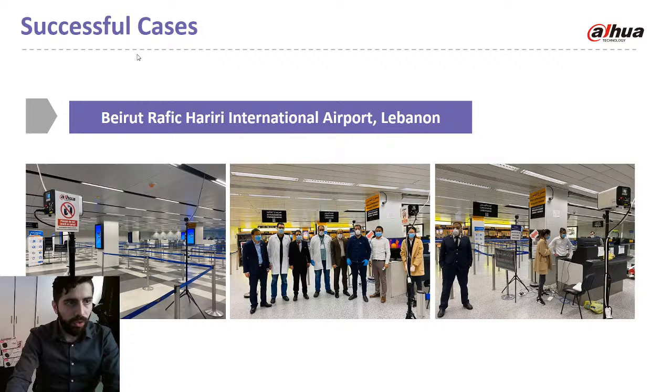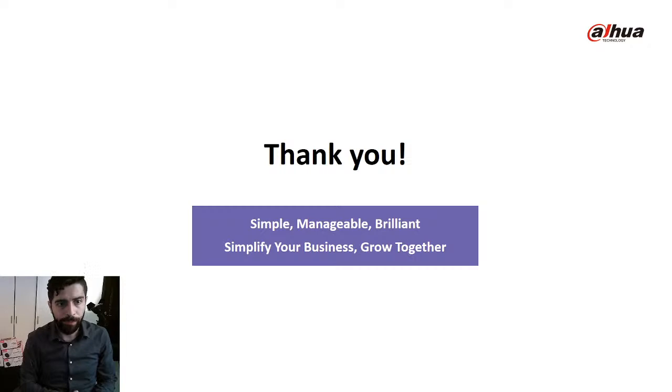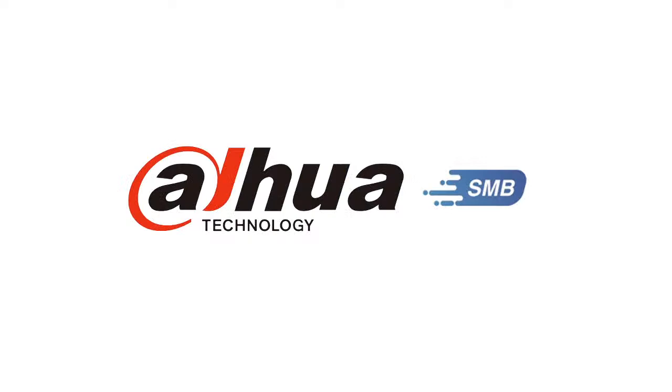So these are the successful cases in Beirut, Rafic Hariri International Airport, in Lebanon, you can see it. Thailand, Bangkok. Also here in Saudi Arabia, you can visit the Jeddah facility, and you can see our cameras there. We have it in Aramco. We work with a lot of big places. As we are in Al-Haram, also we have our cameras there, working. So thank you, and we will move to the social distancing solution.